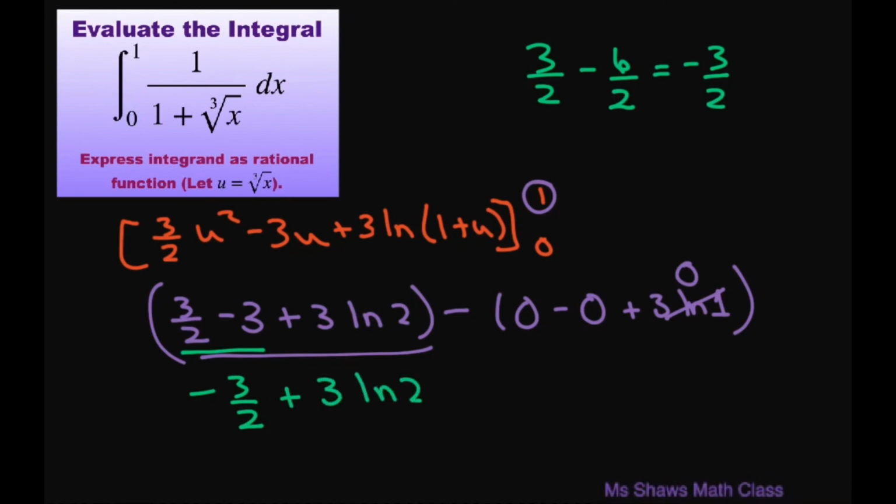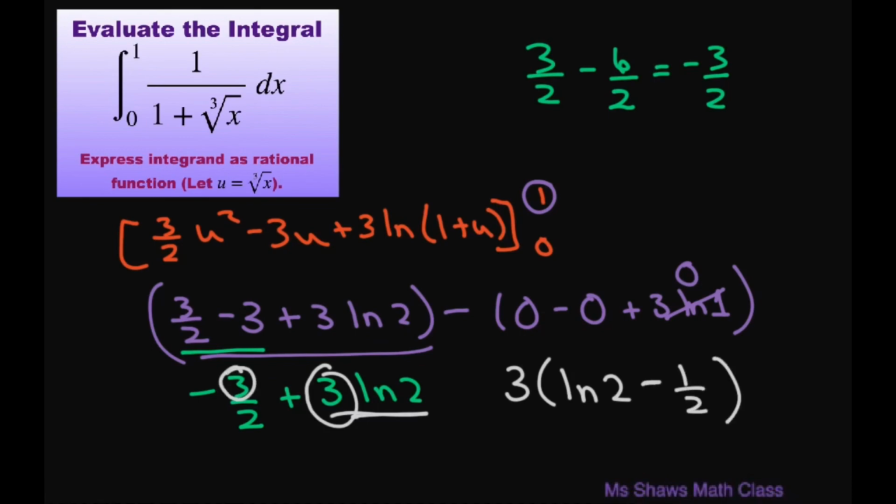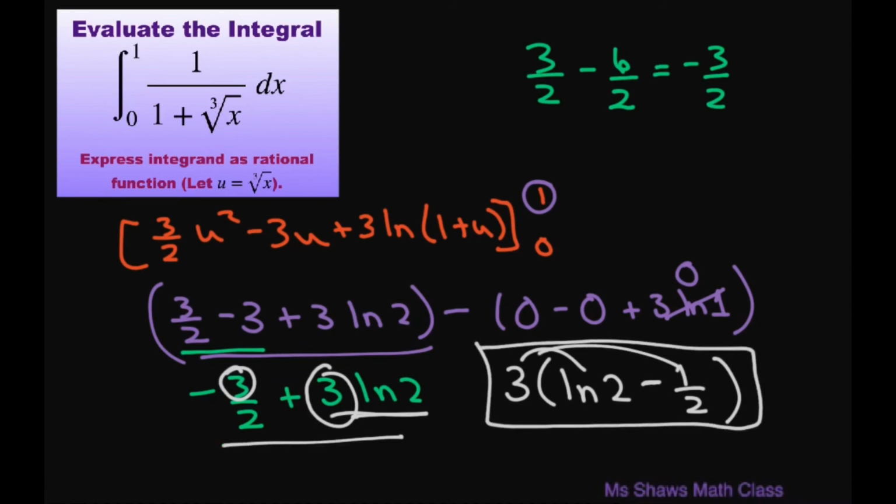Now what we can do is factor out a 3. If you factor out a 3, I'm going to write this part first. You have ln of 2, and then you factor out this 3, you're still going to have a minus 1/2. When you distribute that back, you'll get this. So this is a better way to write it.